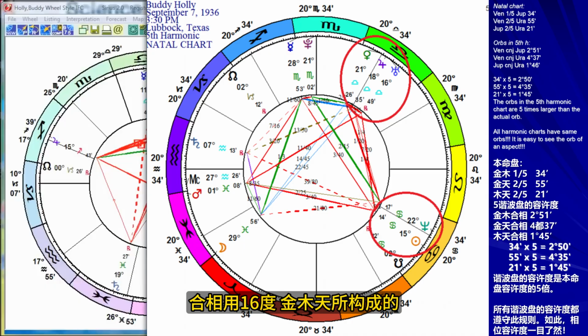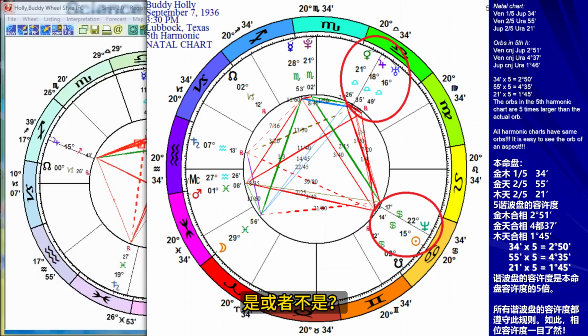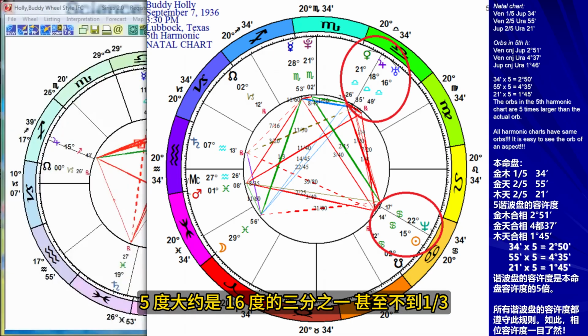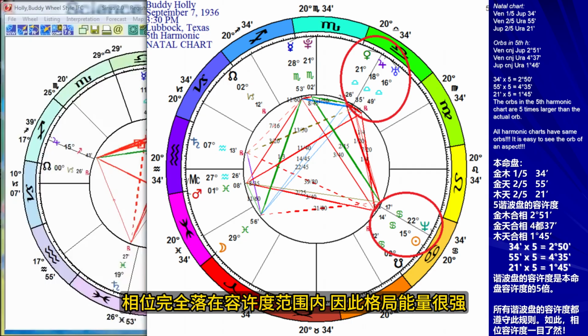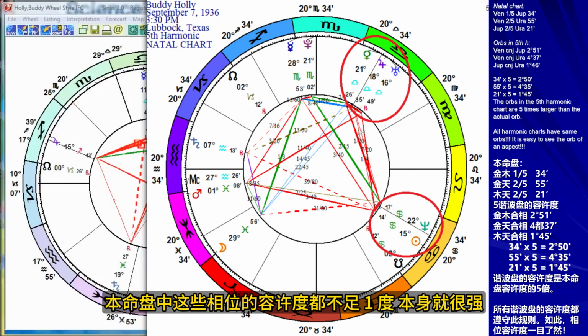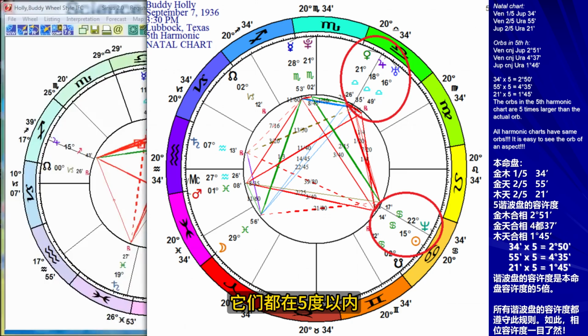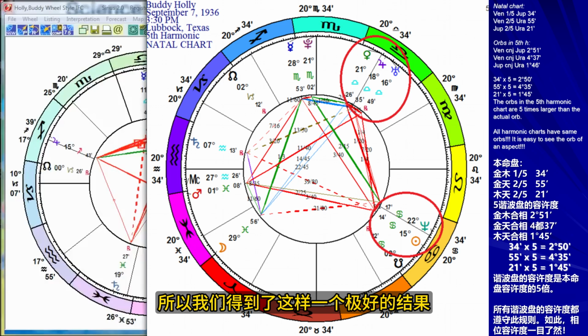So is this Venus-Jupiter-Uranus pattern, they're all connected by fifths, is it strong? You tell me, based on what I told you. Quiz time. Is that a strong pattern? Yes or no? If you said yes, you got it right. It is a strong pattern because it spreads 5 degrees. 5 is about a third or a little less than a third of 16. It's really very much within orb, so it's a strong pattern, which confirms what we see when we look at it. They're all less than a degree orb, which sounds strong. It is strong. But this tells us more precisely exactly how strong it is. They're all within 5 degrees of the allowable 16-degree orb.